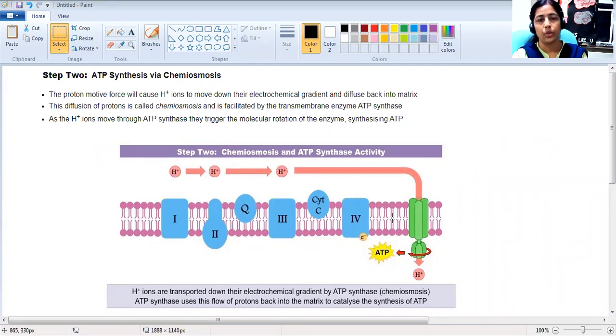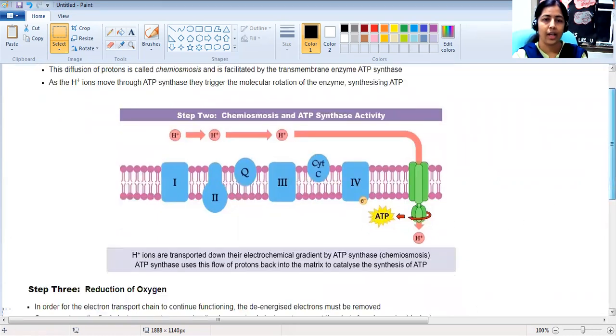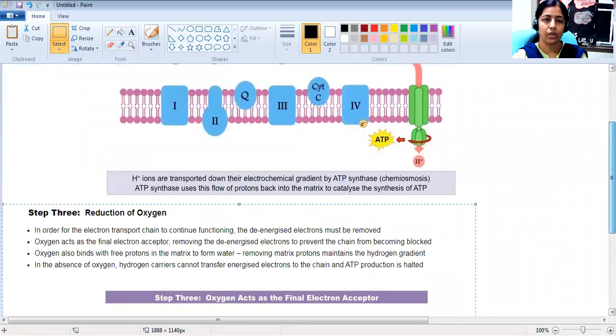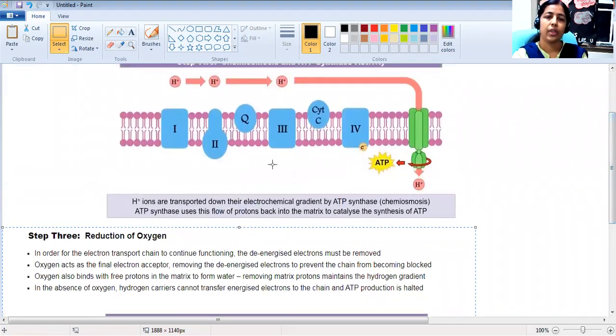Okay, which facilitates the enzyme ATP synthase in the synthesis of ATP. As the hydrogen ions move, this triggers the ATP synthase molecules to rotate, and the rotation of the enzyme synthesizes ATP. Okay. So these hydrogen ions are transported down their electrochemical gradients through ATP synthase. Okay.